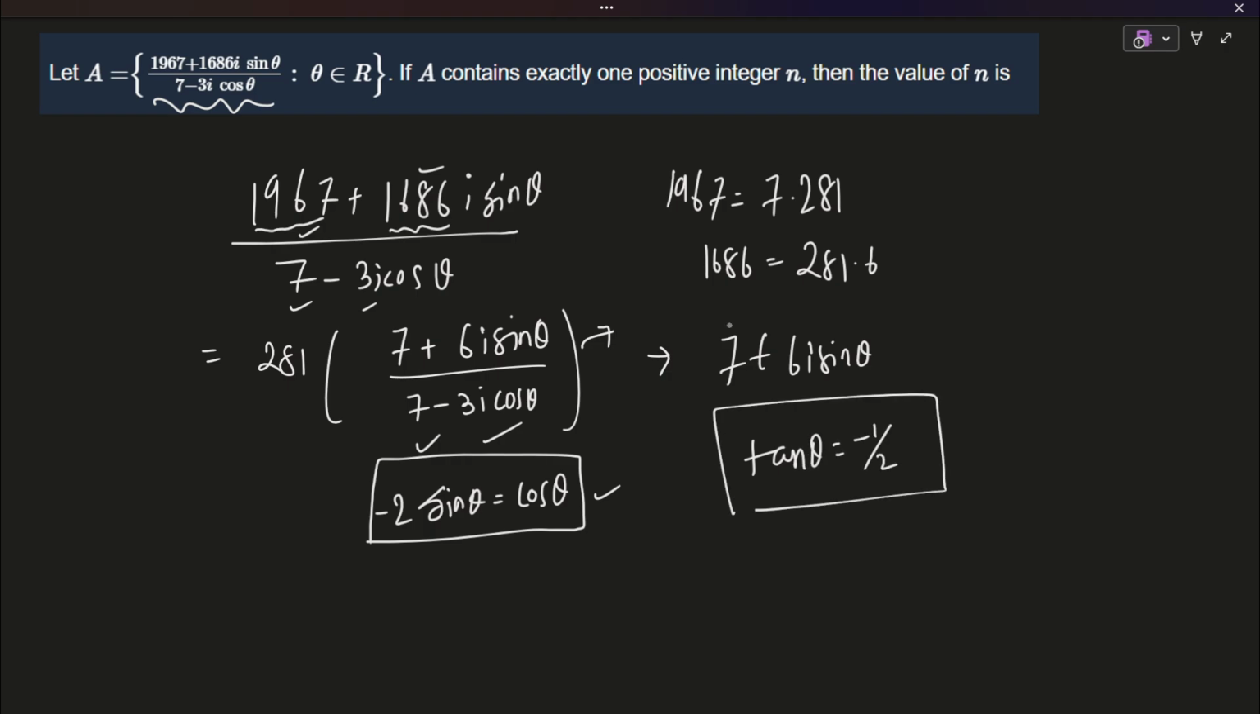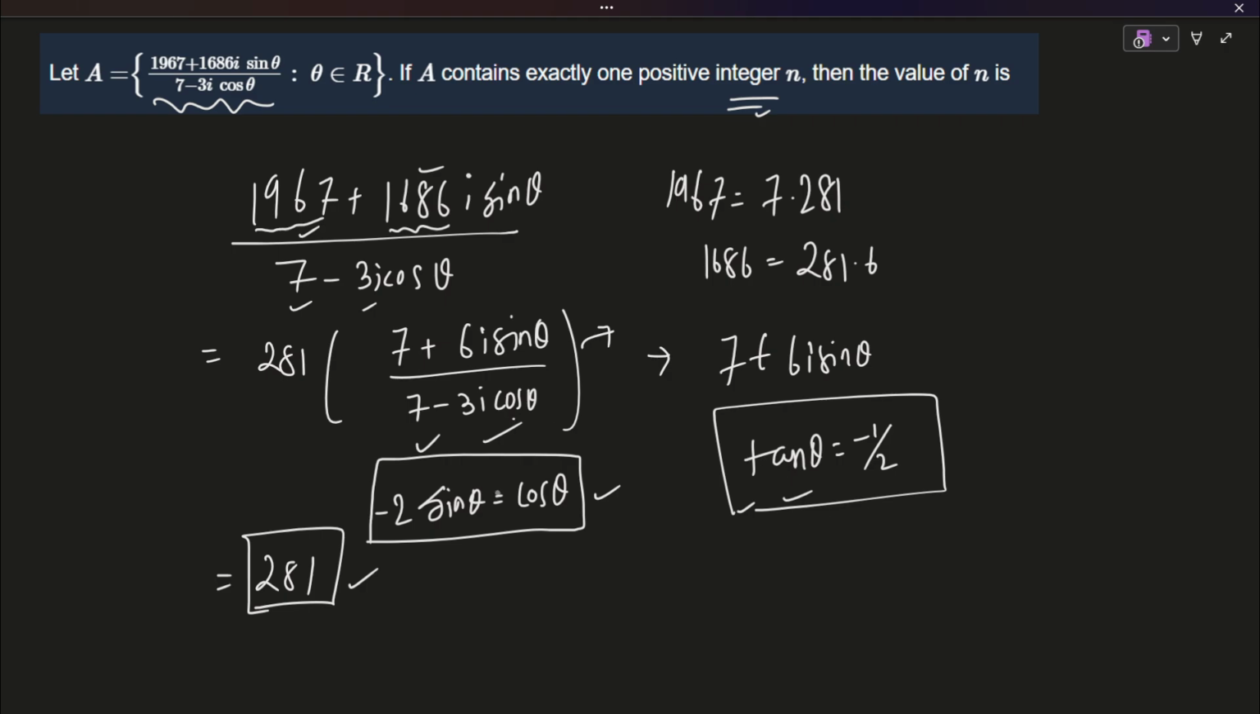And they have said only exactly one positive integer is there, which means if I can guess the value, that is the answer. It has to be the answer, because if tan theta is minus half, then the answer is 281, right? Then I have succeeded in finding the integer, which is 281. Because if you get any one value, that value has to be your answer, because they've said it contains exactly one positive integer, so there are no two integers.